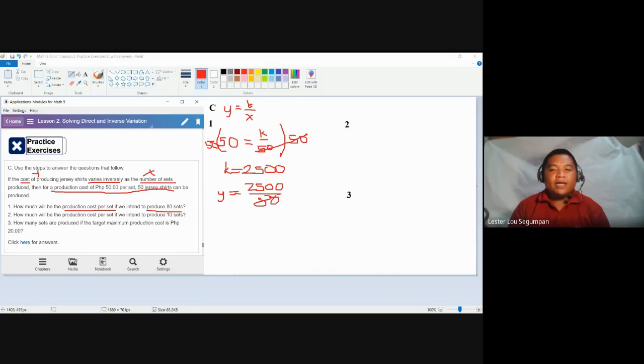2,500 divided by 80. Y is actually 31.25 pesos. Again, I usually disregard the use of numbers with decimal notations if it does not necessarily reflect what the value of the fraction is. But in this case, 31 pesos and 25 centavos can be represented as the exact value. So that is your answer. In short, the production cost is just 31 pesos and 25 centavos per jersey shirt if you are asked to produce 80.